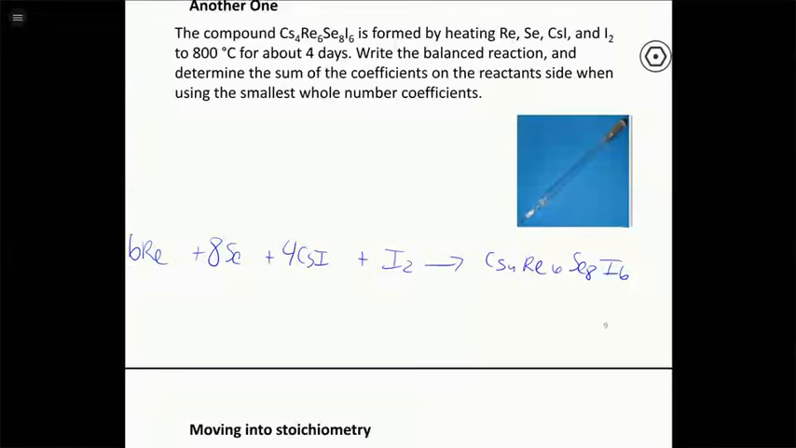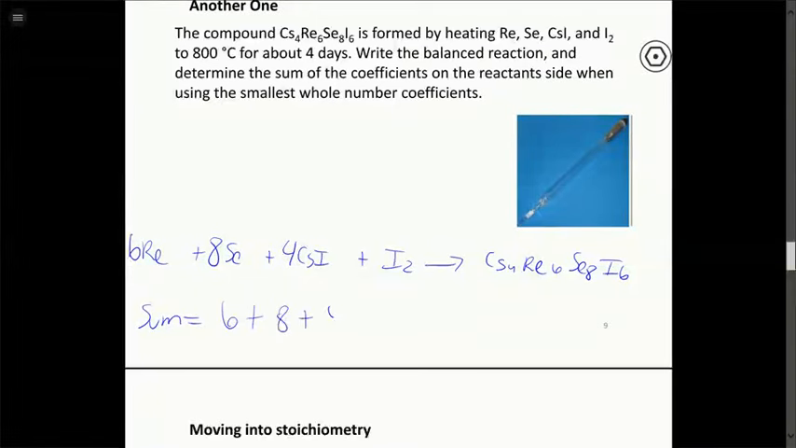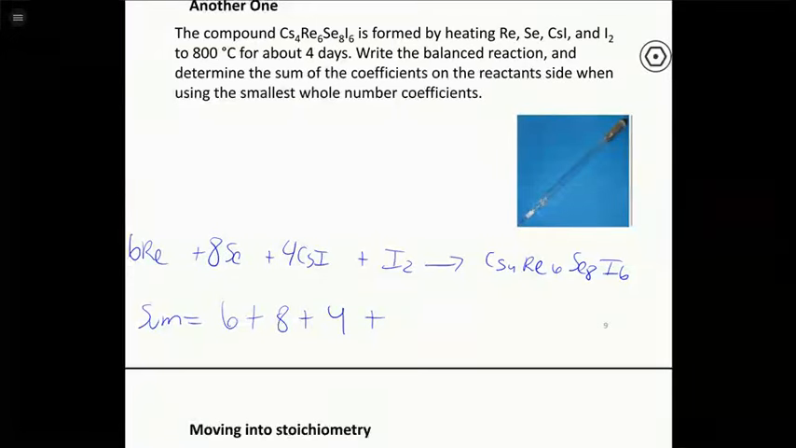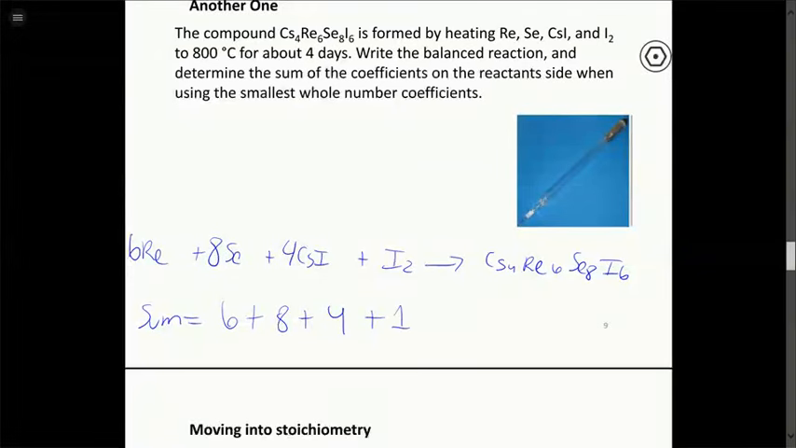Now, the question asks us to report the sum of the coefficients on the reactant side. So the sum is just going to be the 6 from the rhenium, 8 from selenium, 4 from cesium iodide. And remember that when there's no coefficient, that is implied as a coefficient of 1. So don't forget, if it's completely lacking a coefficient, it doesn't mean it doesn't have one or that it's 0. It means that it's actually 1, so we have to include that. So don't forget about that 1 there. And that gives us a sum of 19.